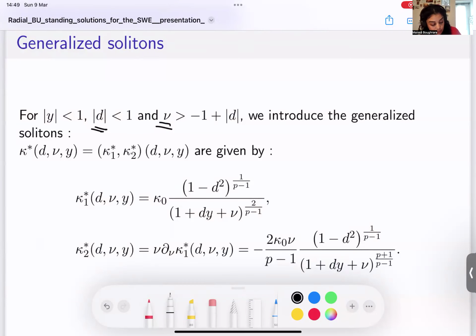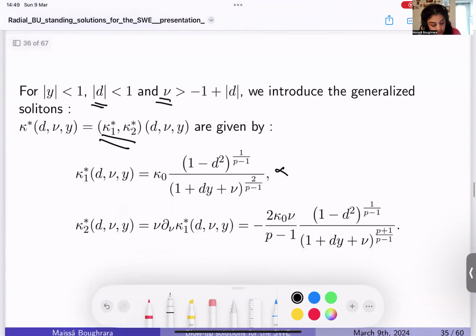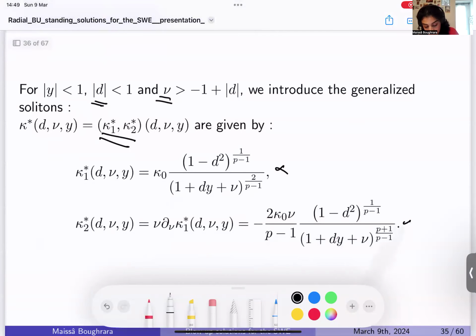and are given by the following, but it's a vector, kappa1 and kappa2 star, where kappa1 is going to be given by this expression and kappa2 is going to be given by this one. Okay, so here notice if we take mu equals 0, then this one is going to be kappa exactly. And here if we take mu equals 0, then this one is going to be absolutely equal to 0.